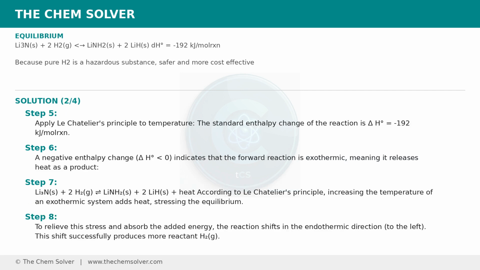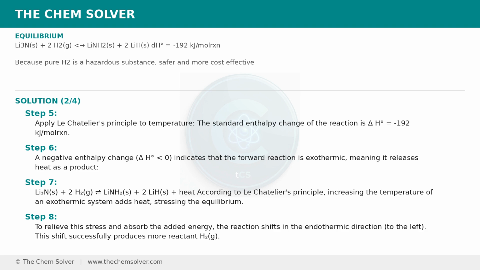Apply Le Chatelier's principle to temperature. The standard enthalpy change of the reaction is delta H degrees equals minus 192 kilojoules per mole of reaction. A negative enthalpy change, delta H degrees less than 0, indicates that the forward reaction is exothermic, meaning it releases heat as a product. Li3N plus 2H2 is in equilibrium with Li3NH2 plus 2LiH plus heat.